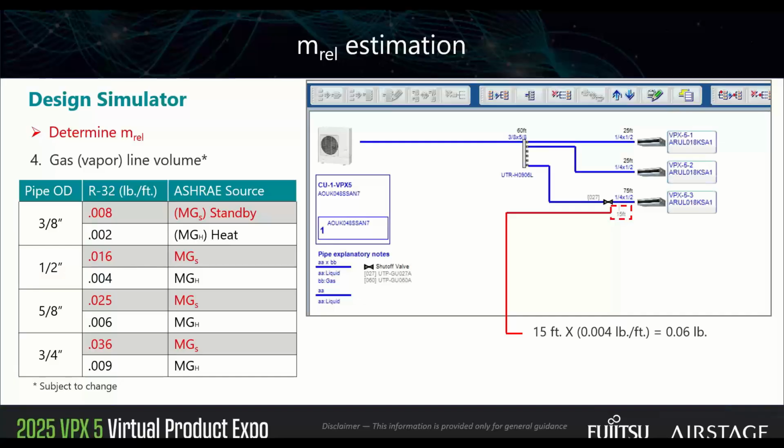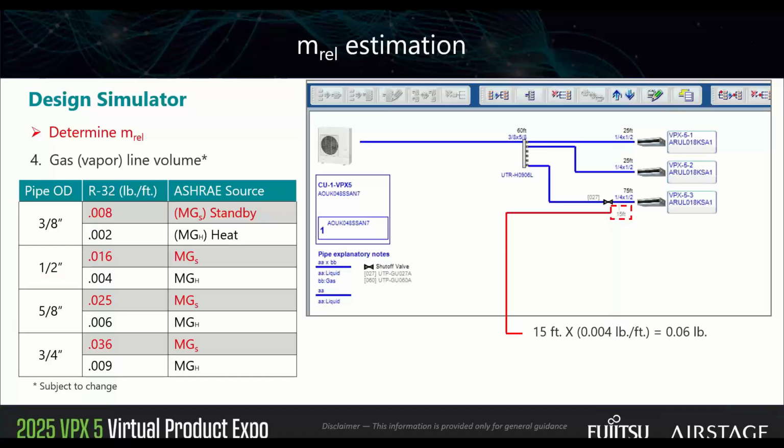So G for gas, we have MGS for standby, and MGH for heat. So you will note that, for example, since we're dealing with a 1/2 inch line, we'll use the 0.004 because it's in the heating mode. So times 15 feet is 0.06 of a pound. Again, very, very small amounts.